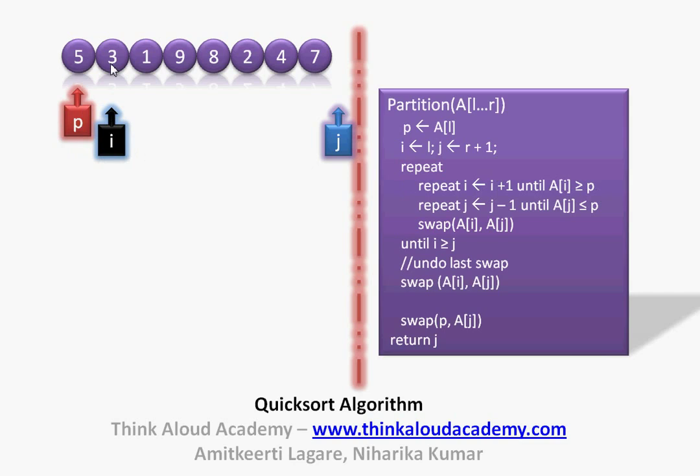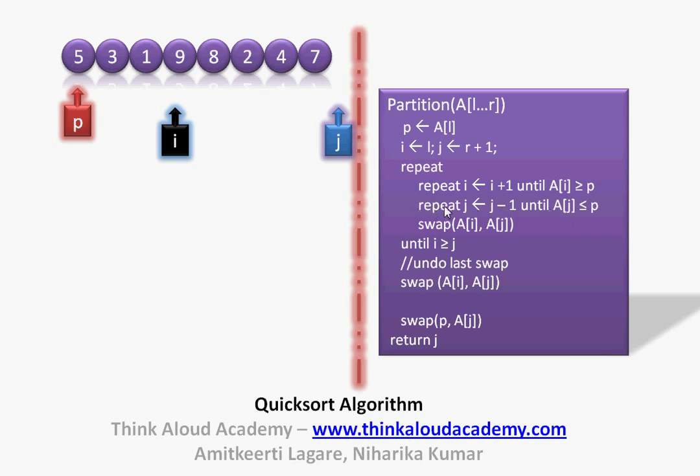So 3, since it is less than 5, I will move ahead. So keep incrementing I till you reach a scenario where a of I exceeds pivot. So 1 does not exceed pivot, so I will still keep moving ahead. Now we have reached a scenario where a of I, that is 9, exceeds the pivot element. So we will stop incrementing I and we will go to j.